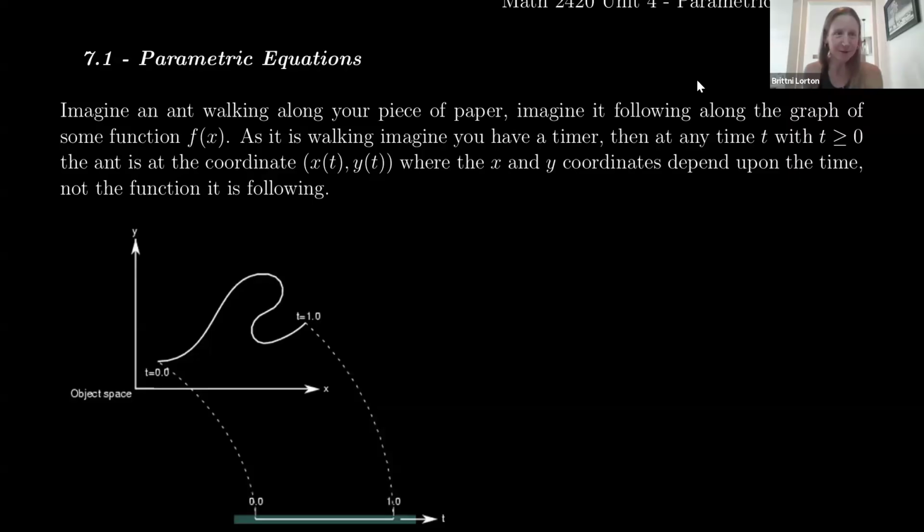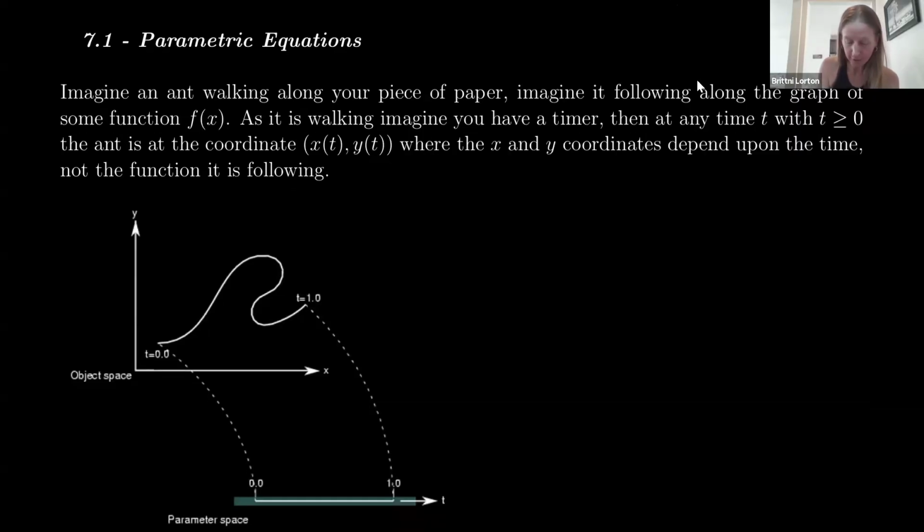Okay, we are going to do section 7.1, parametric equations. So first, let's define what a parametric equation is. Imagine an ant or a particle walking along your piece of paper or your screen in, let's say, 2 dimensions. Imagine it following along the graph of some function f of x, maybe a sine function, a parabola.